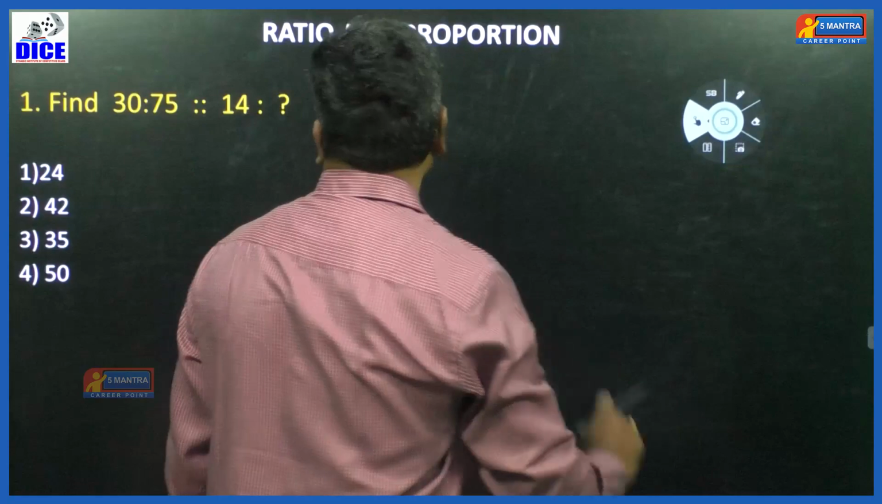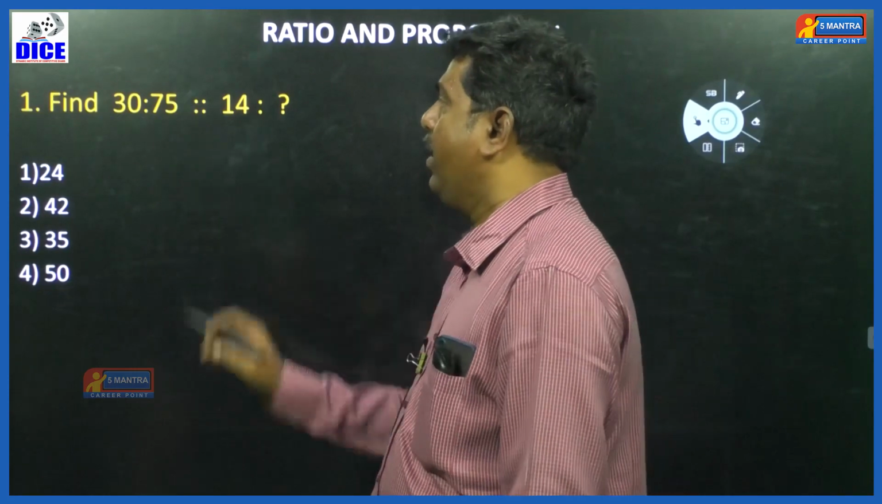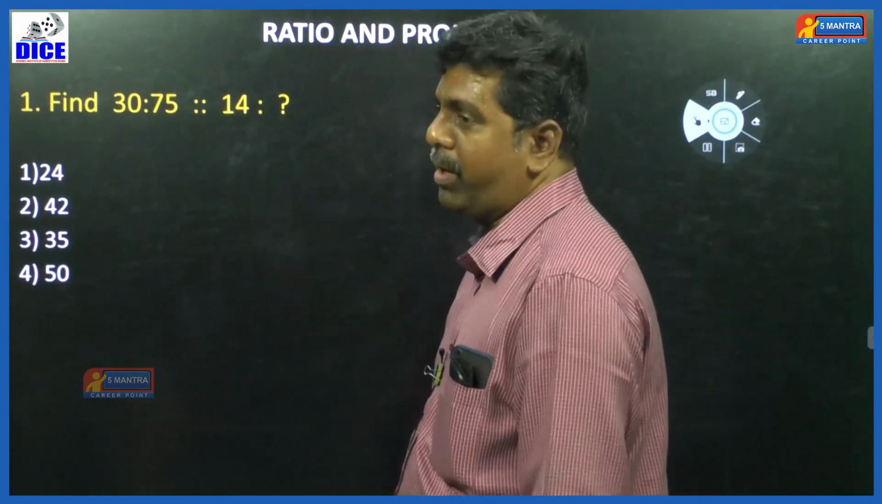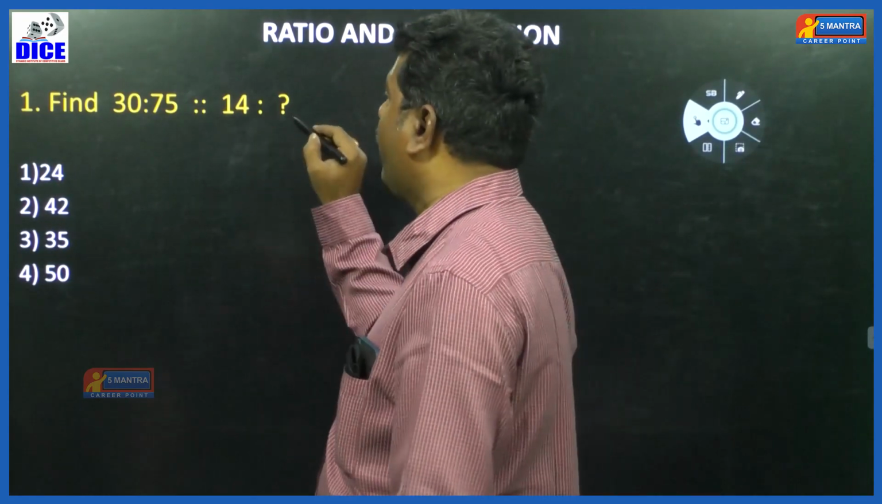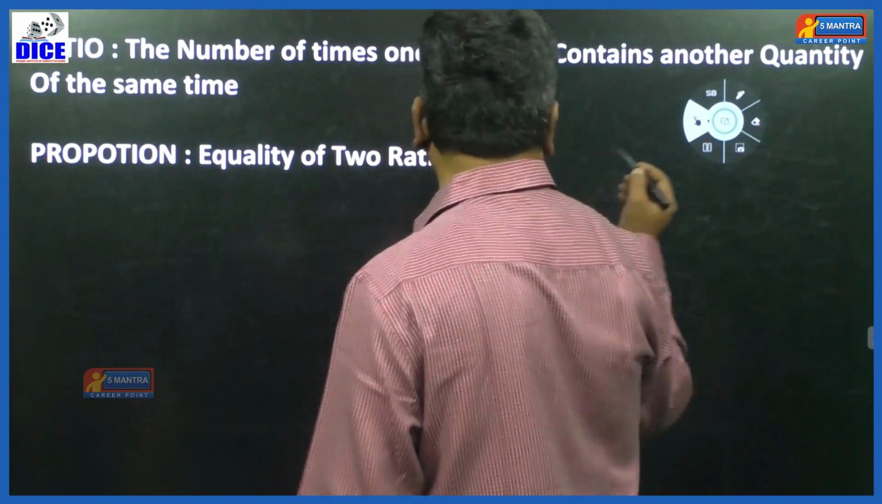See the first question. Find 30:75 proportion 40:question mark. Here it is a proportion. We have to find out this question mark value.